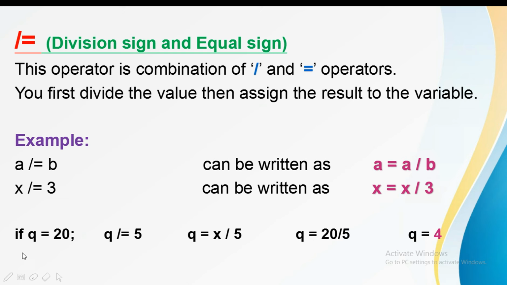If we are given a variable q is equals to 20 semicolon as our variable, then we have q divided by equals to 5. It can also be written as q is equals to q divided by 5. Then Q is equals to 20 divided by 5. This 20 is the original value of the variable. Then the value of Q will change to 4. So it will move from 20, the new value will be 4.